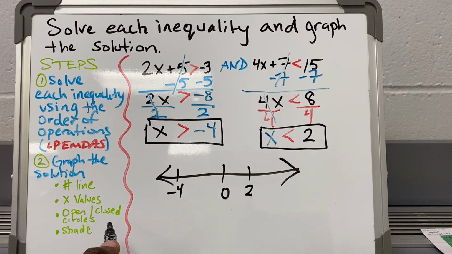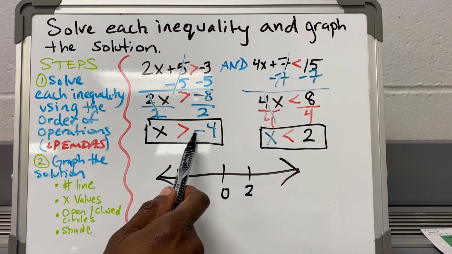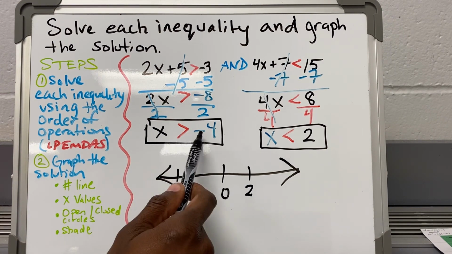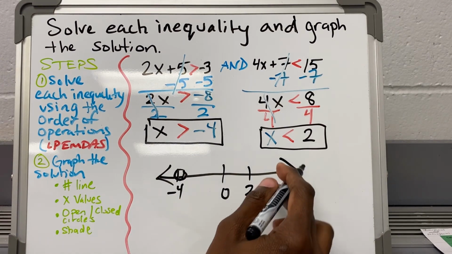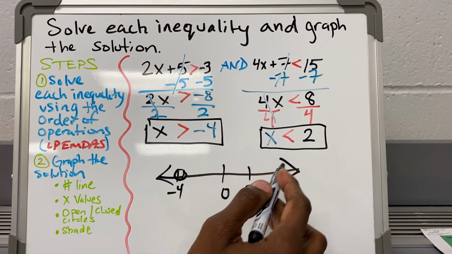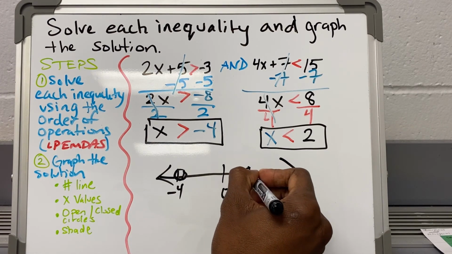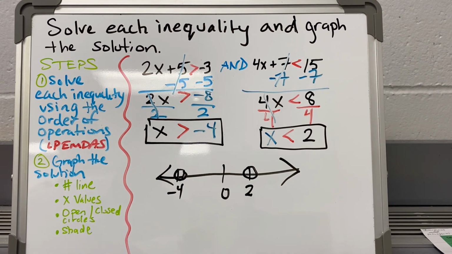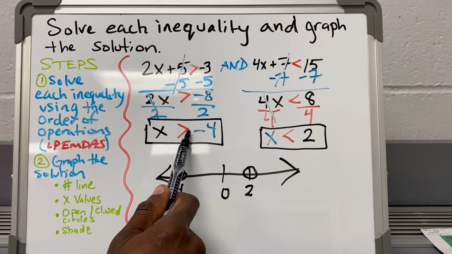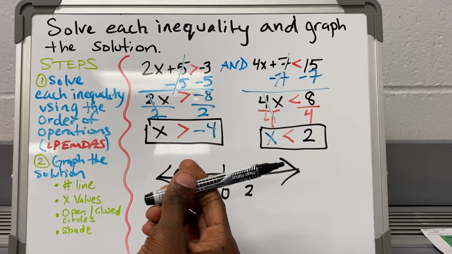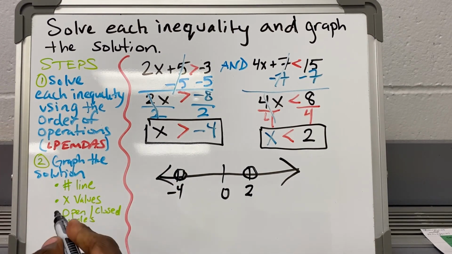You have to leave the circle open because x is not equal to -4. It's greater than -4. So you can't include -4. You got to keep that open. X is not equal to 2. X is less than 2. So you can't include it. Can't include 2. You have to leave it open. All right. Now, shade. This is the last part. Easy to remember. X is greater than -4. Look where this point is at. This point is going to the right in this inequality. So I'm going to shade to the right.